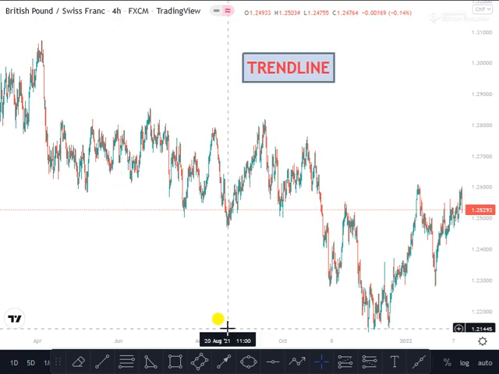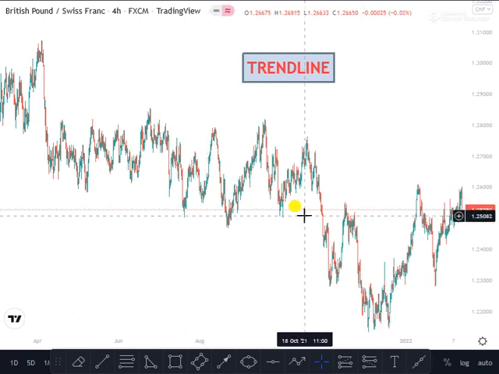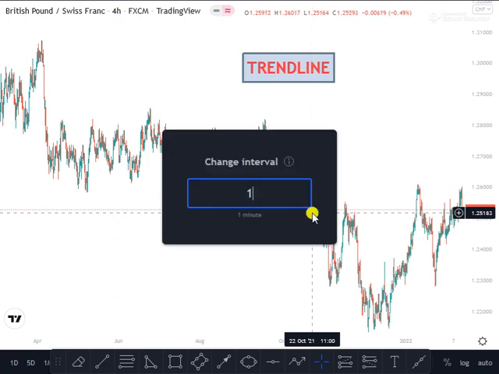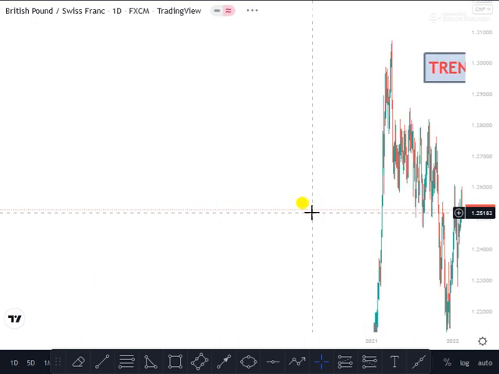The first thing we would like to talk about right now is trend line. And there's no way we can talk about trend line without talking about trend, because it's the trend that brings about the trend line. So if we'll be talking about trend line, we must consider trend first, and that is why right now we'll be looking at our trend.